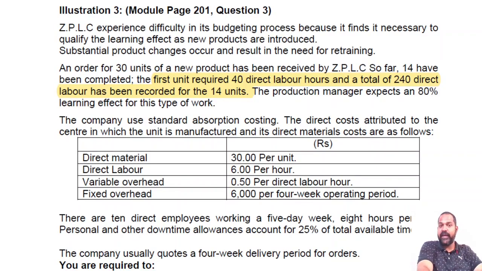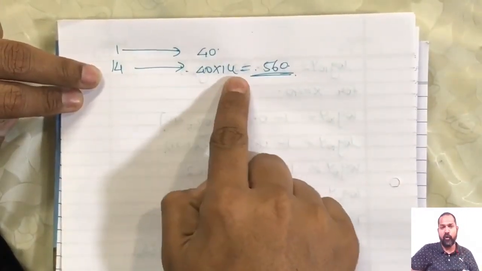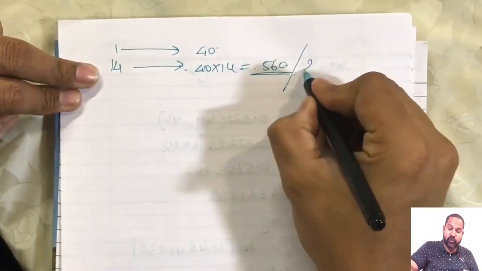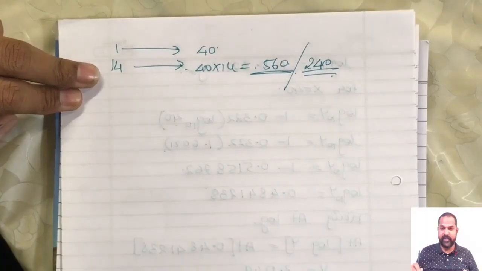First unit takes 40 direct labor hours and a total of 240 hours has been recorded for 14 units. According to my calculation, if the first unit took 40 hours, then 14 units should be 14 into 40, which is 560. But actually, it has taken only 240 hours. Then can I say one thing?